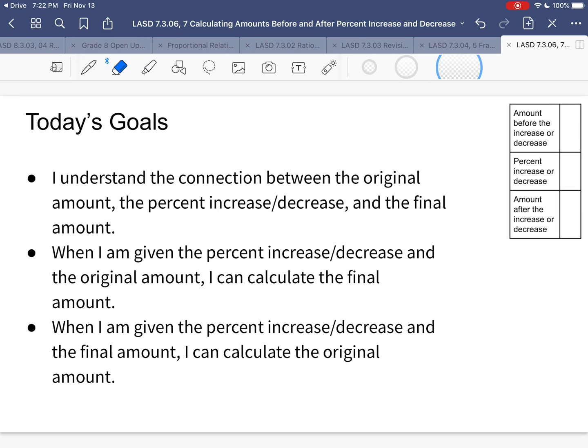And I have a little graphic here at the side that we're going to use in each example today, so we can keep track of what information we're given and what we're looking for. So we are going to check off whether we're given the amount before or after the increase or decrease, and then we're going to check off here whether we have an increase or a decrease in the middle.